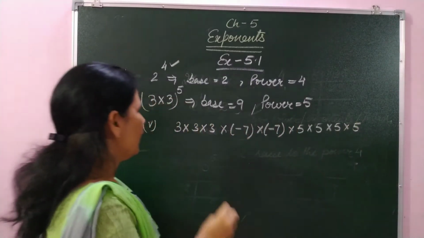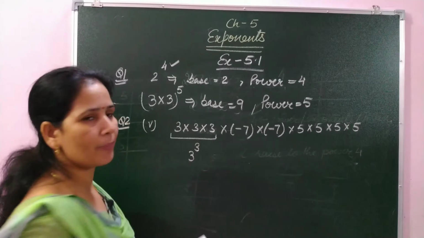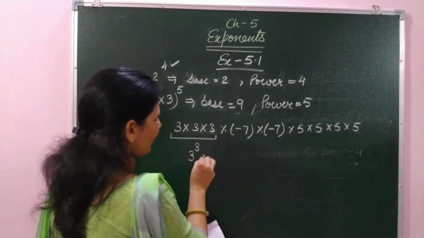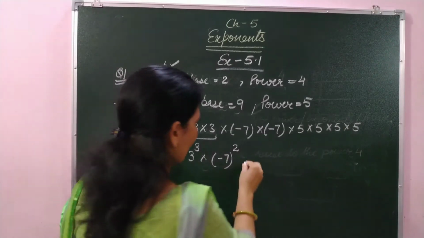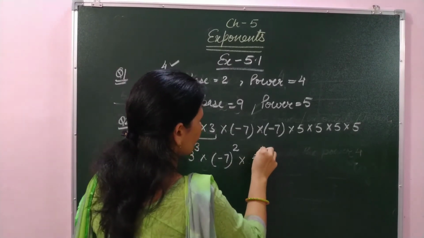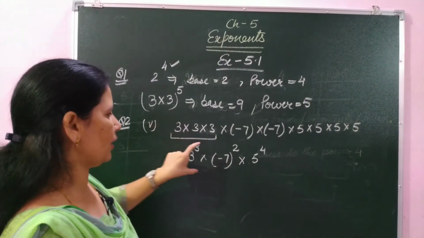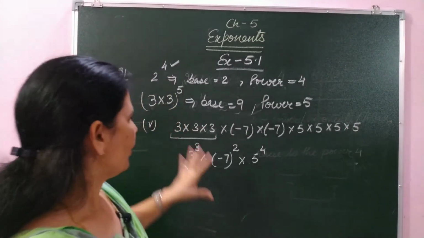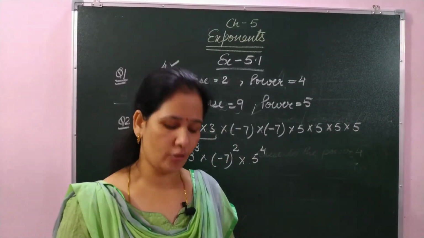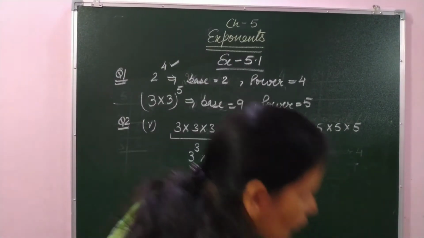How many times does 3 repeat? 3 times. So we write 3 raised to the power 3. Then minus 7 repeats 2 times, so we write the power 2. And 5 repeats 4 times, so we write 5 raised to the power 4. Now we have written this number in exponential notation. So this is a very easy question, students. Like this you have to solve the rest of the parts of all these questions. Now after that, let's come to question number 3.